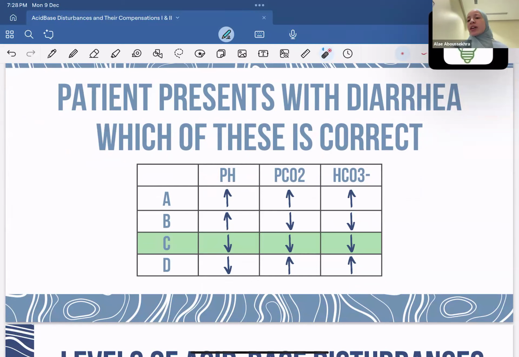D is not correct. Why? Let's see what D is. D is acidosis. We said that. CO2 increased. Respiratory opposite. That means that works. So what does this person have? This person has respiratory acidosis. That's why it's not correct. And C is the correct answer. Okay.